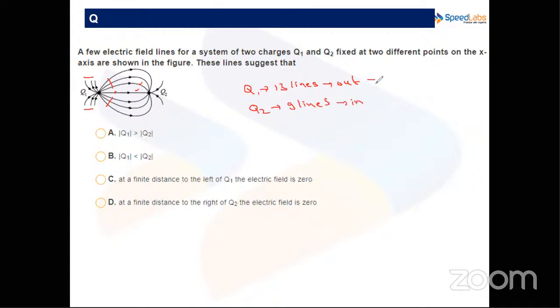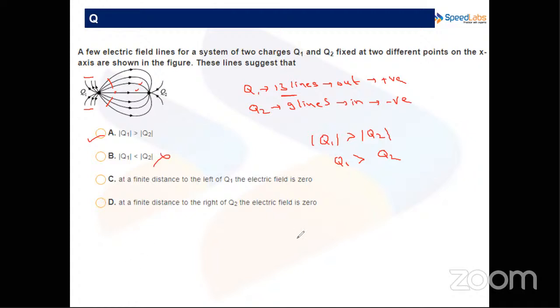If lines are going out, it means it is a positive charge. Lines going in imply that it is a negative charge. More lines means it is more in magnitude. So magnitude of Q1 is greater than magnitude of Q2. If this option was also there, Q1 is greater than Q2, that is also correct, right? So option A is correct. Option B is incorrect. Now option C, at a finite distance.